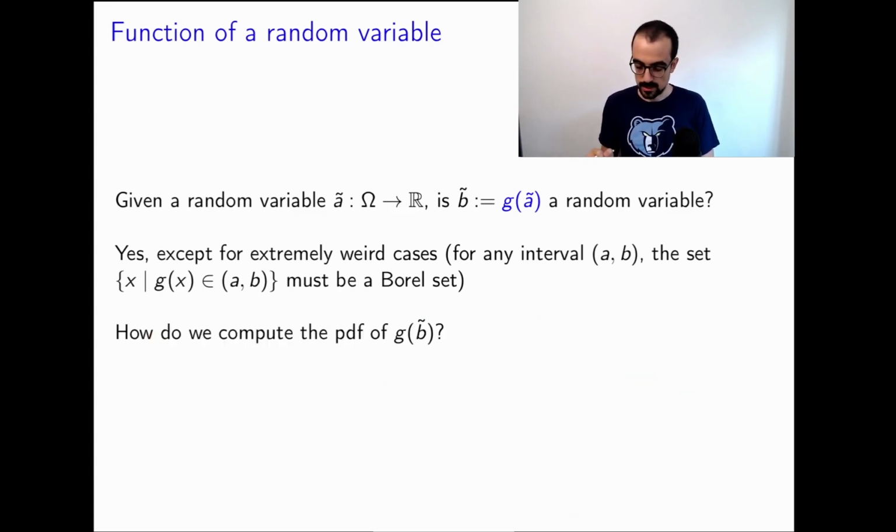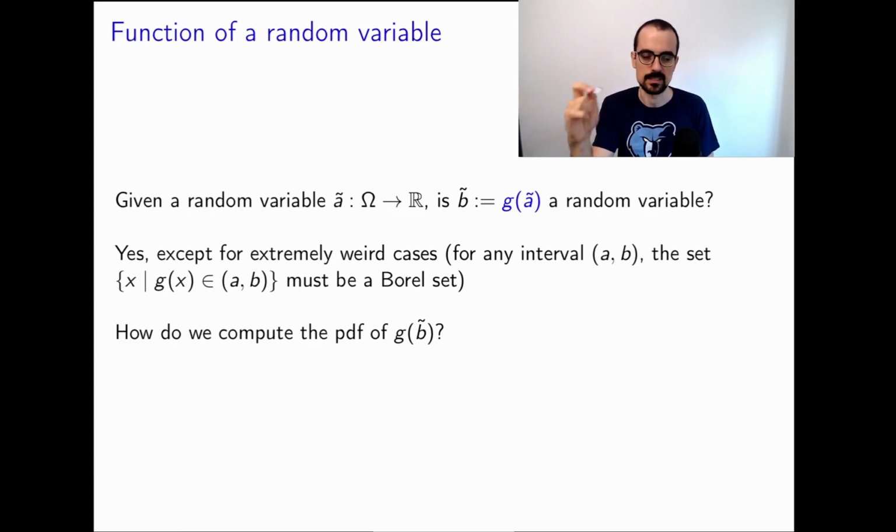Okay, so how do we compute this? Let's assume that it is a valid random variable, these weird things don't happen. How do we compute the PDF of G of A? There are some formulas that are essentially derived in the way that we're going to do now. Instead of using the formula, I prefer to just go from first principles because like that I don't get confused. So what I like to do is to think, okay, I know that the CDF has an interpretation as a probability. So let me just compute the CDF of this new quantity.